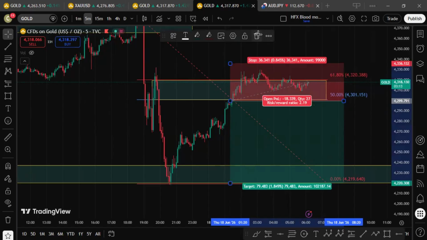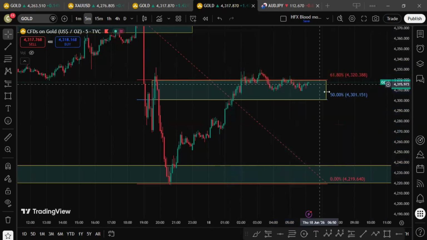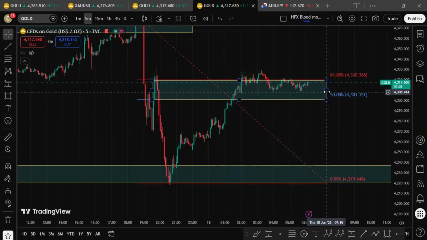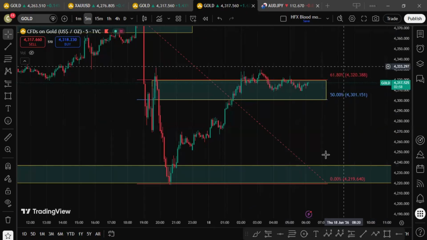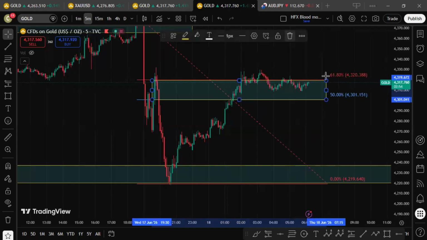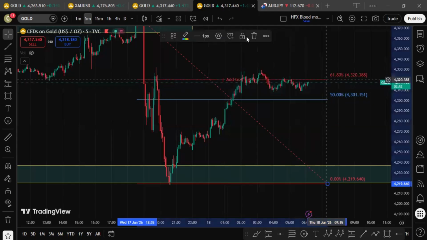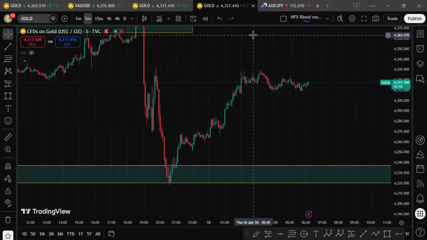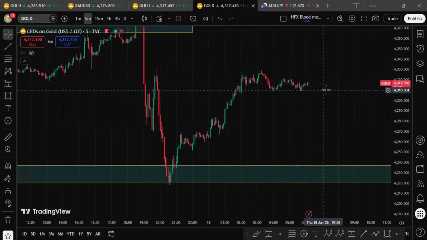Now, let's say you've not entered any trade and you just want to analyze this particular market here. First of all, you already know that you are in an area of interest. So what you do next is to wait for confirmations, right?